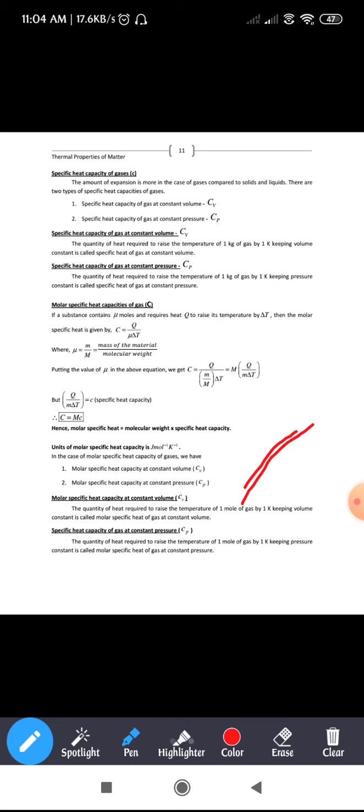So next coming to the molar specific heat capacity at constant volume and at constant pressure. So what is the meaning of that? What is the definition of that? The quantity of heat required to raise the temperature of 1 mole of gas by 1 Kelvin, keeping the volume constant, is called the molar specific heat of gas at constant volume. Similarly, coming to the specific heat capacity of a gas at constant pressure, the quantity of heat required to raise the temperature of 1 mole of a gas by 1 Kelvin, keeping pressure constant, is called the molar specific heat of gas at constant pressure. Okay.